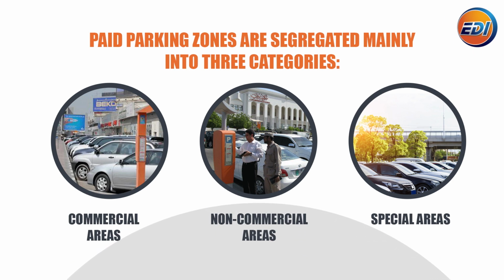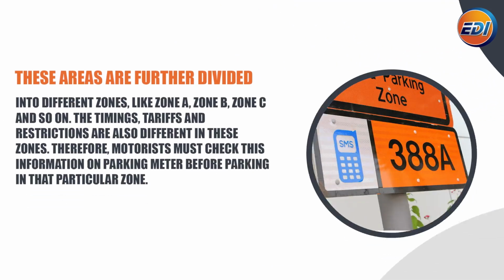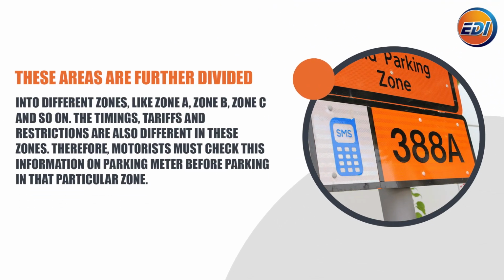non-commercial areas, special areas. These areas are further divided into different zones, like Zone A, Zone B, Zone C, and so on. The timings, tariffs, and restrictions are also different in these zones. Therefore, motorists must check this information on parking meters before parking in that particular zone.